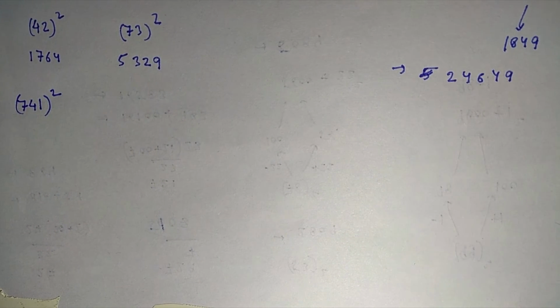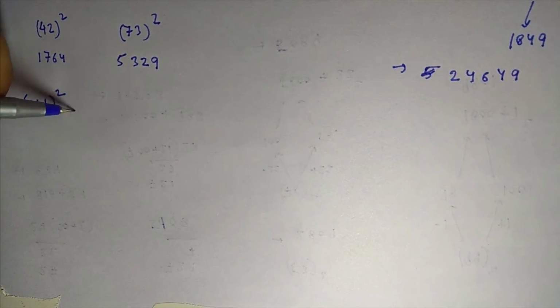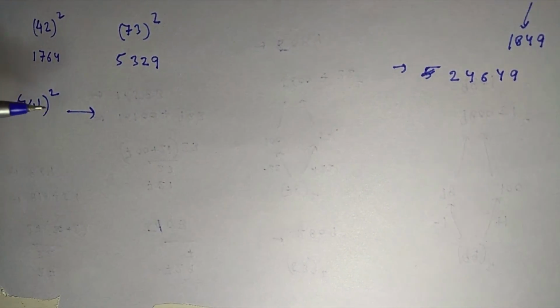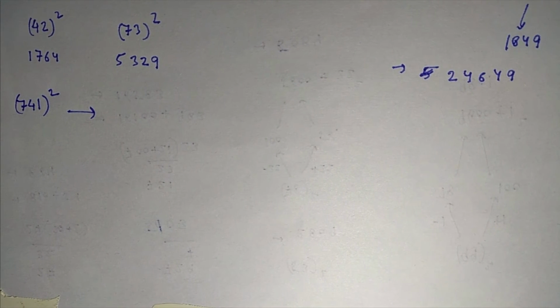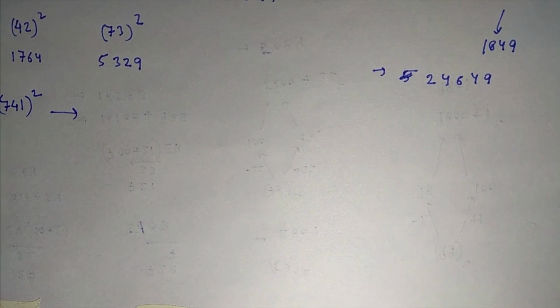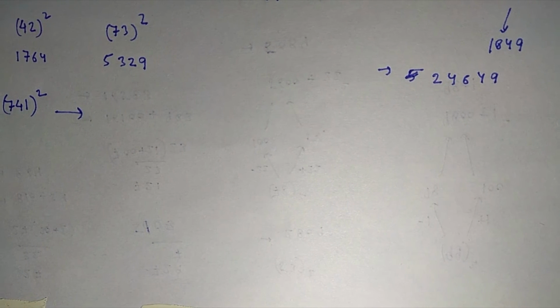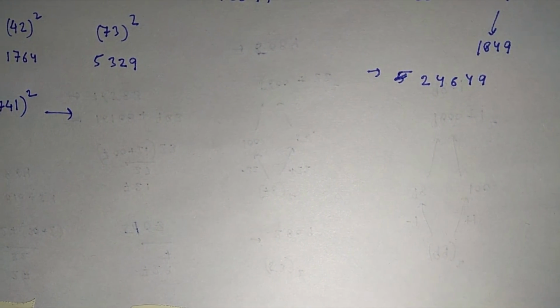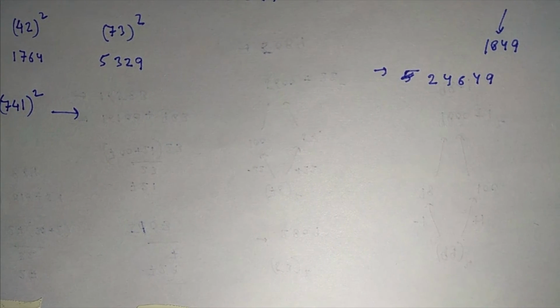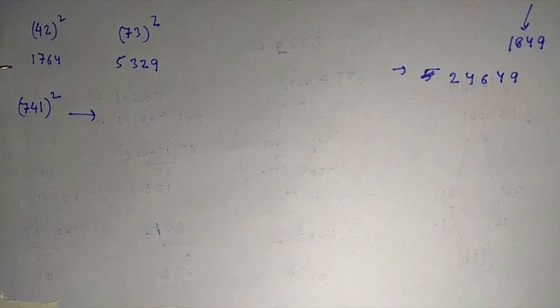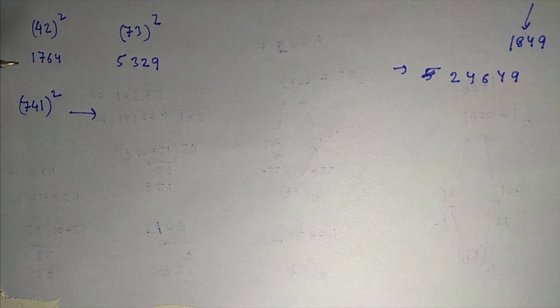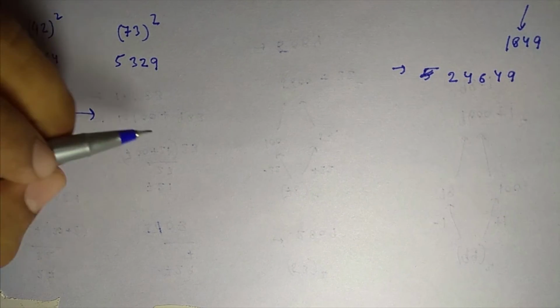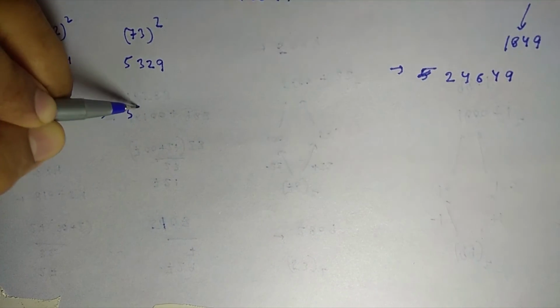Now 741 squared. Minus 41 gives me 700, plus 41 gives me 782. 782 times 700 is 547,400. Now adding this to 41 squared, that is 1,681, gives me the answer 549,081.